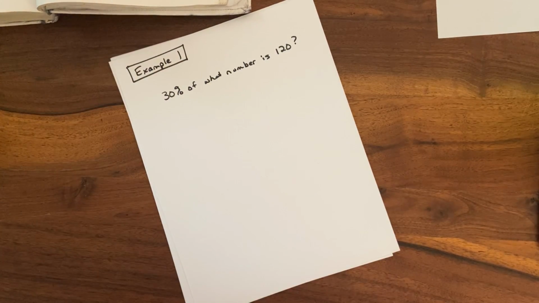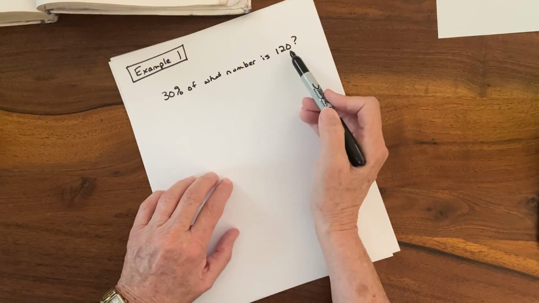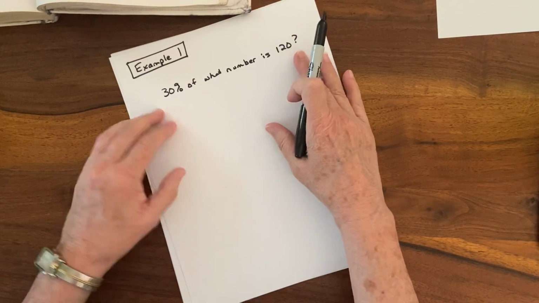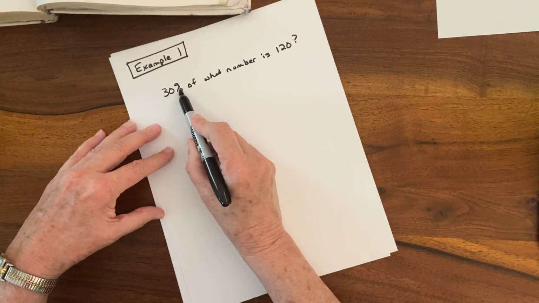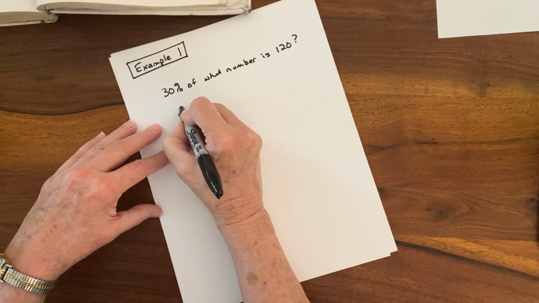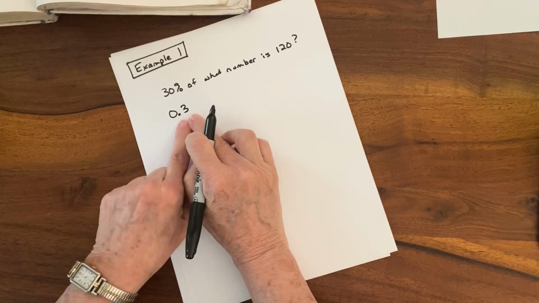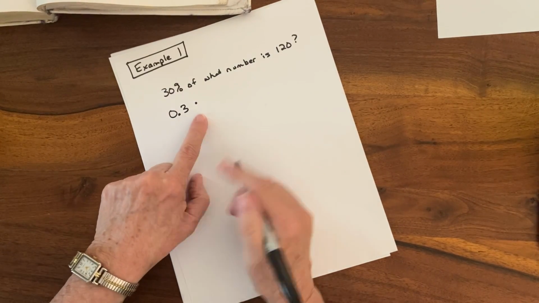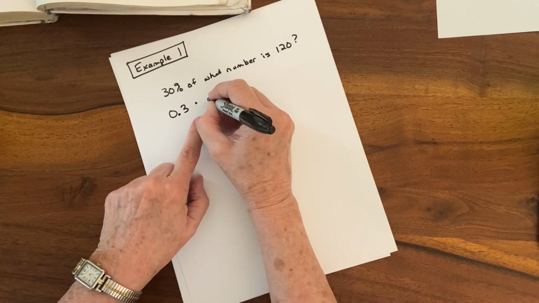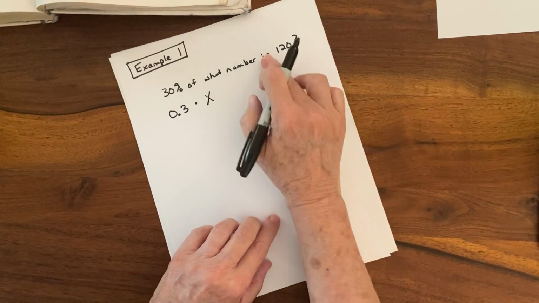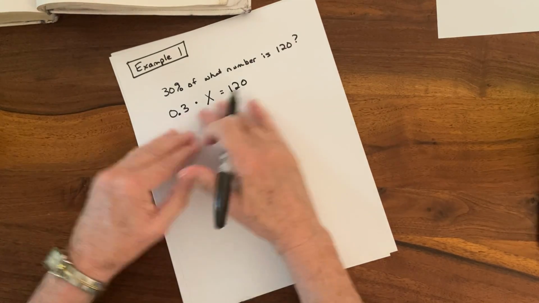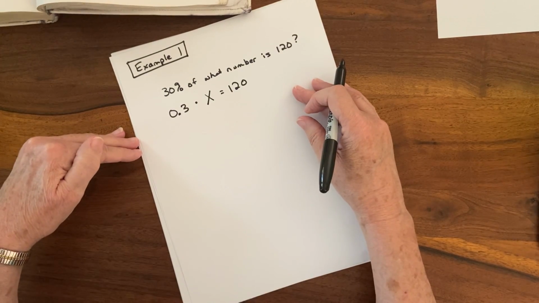Okay, example 1 says 30% of what number is 120? So let's make that into a math sentence. We have an English sentence. Now we need a math sentence. 30%, 3/10, of means multiply. Remember, I can use a dot. What number? So I'm going to use an X. Is, and that's the number they gave me. So now I have a math sentence, right?